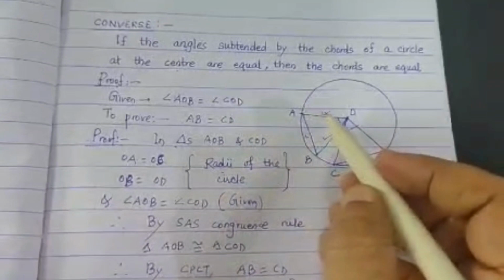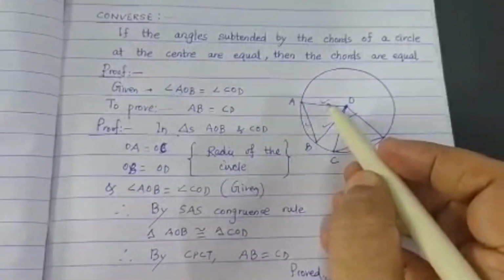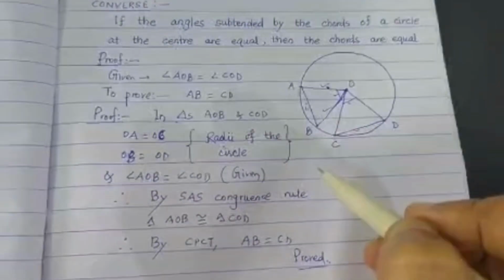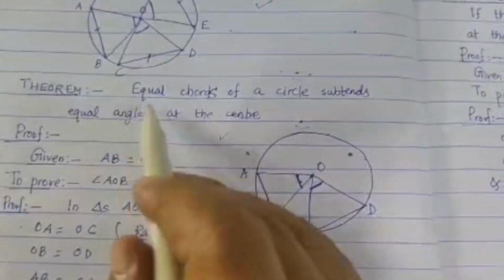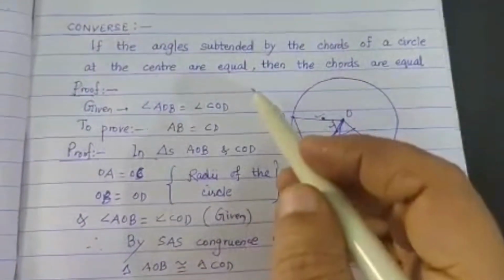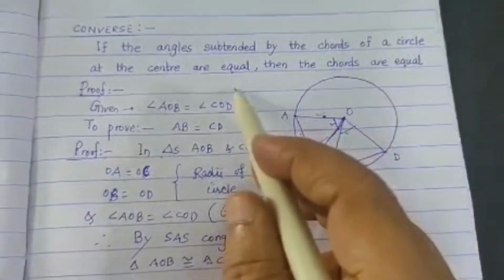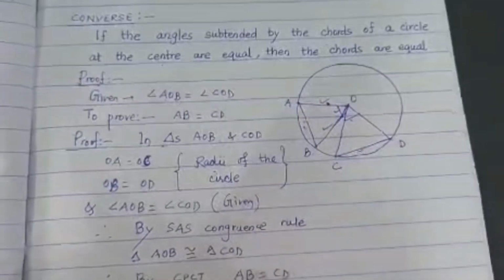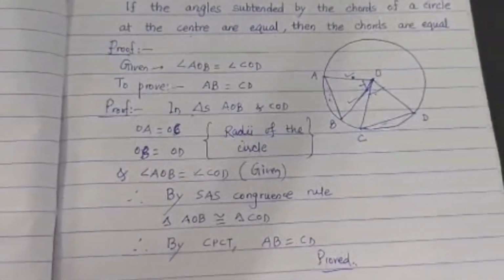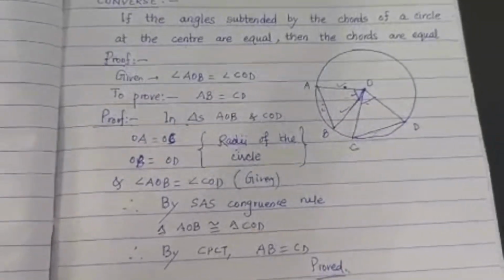Means if the angles subtended at the center of a circle by two chords are equal, then these two chords are also equal. This is the converse of the theorem which we have studied here, that equal chords of a circle subtend equal angles at the center. This is the theorem, and this is the converse. If the angles subtended by the chords of a circle at the center are equal, then the chords are equal. Alright. So now these two were the important proofs of this topic. Now let's move forward.